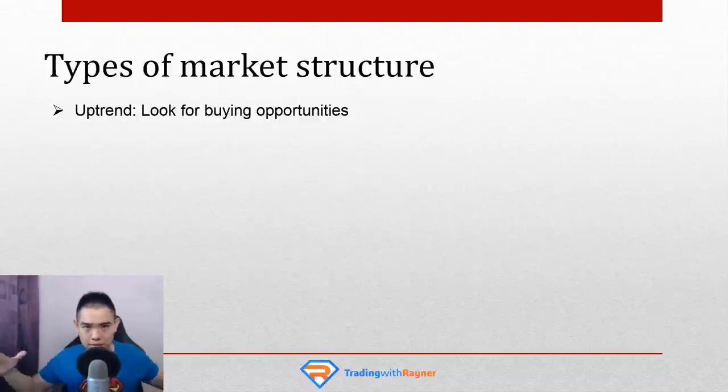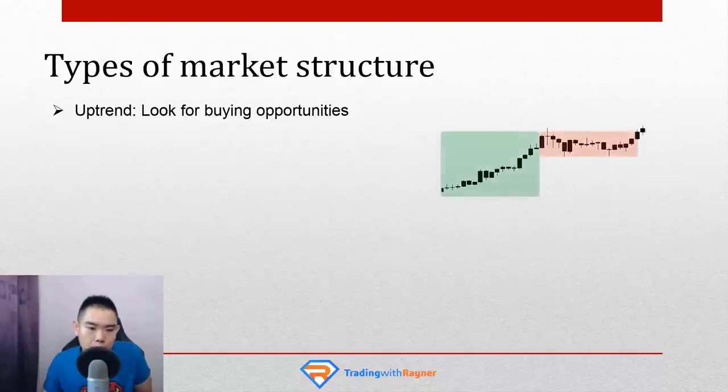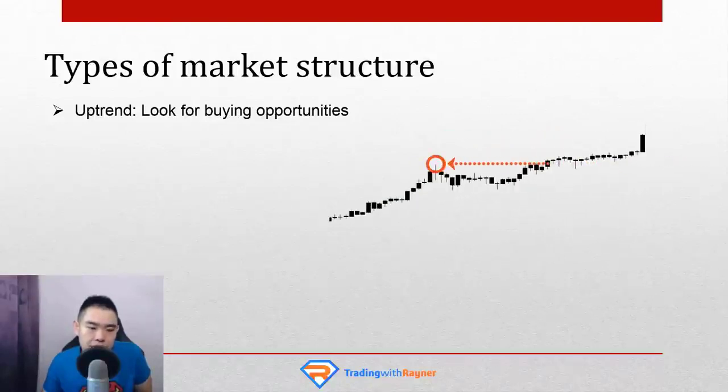So in the grand scheme of things, an uptrend forms a series of higher highs and higher lows. So it looks something like this. Market goes up, but as you know, market doesn't go up in one straight line. It goes up, it needs to take a breather, it needs to pause, and then it makes a pullback. Then once the pullback ends, it will continue up higher, breaking above this previous swing high, this previous high if you want to call it.